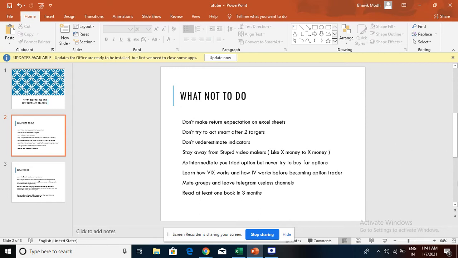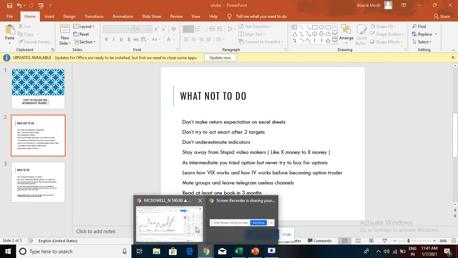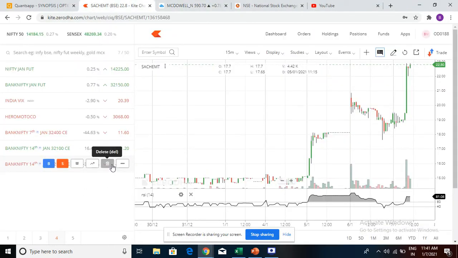Okay, because there is never a "late" in the market. Okay, next point: as an intermediate trader you tried options, obviously you tried to buy options. It's not wrong to buy options, but you cannot buy this kind of option, this kind of strikes. So let me show you.